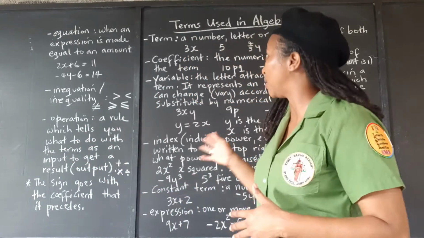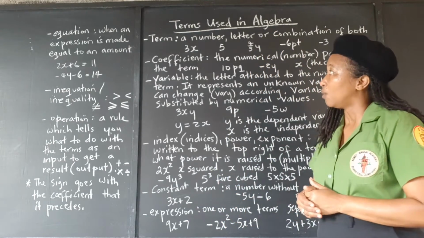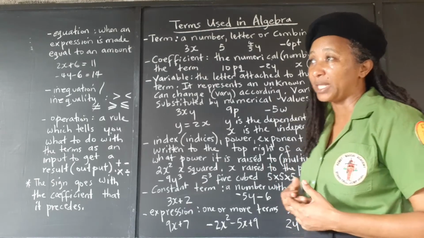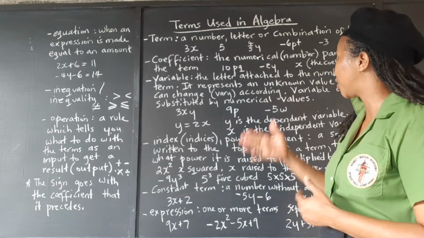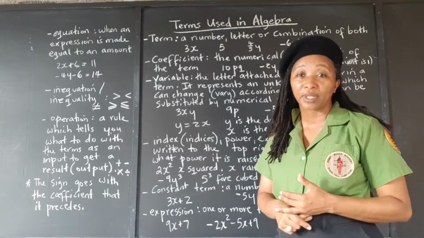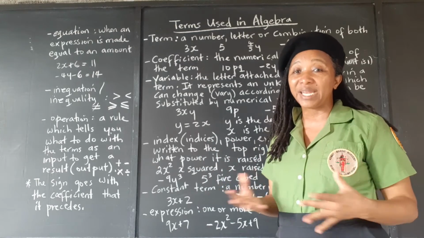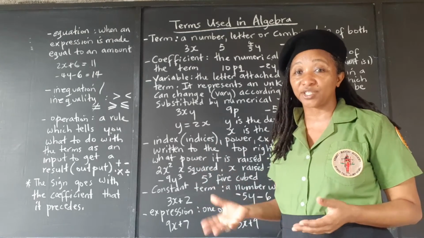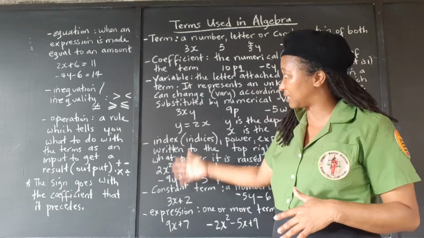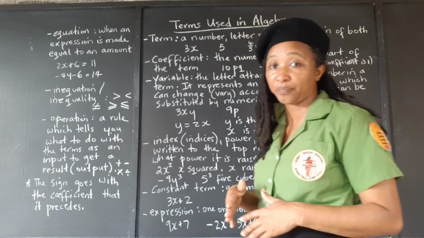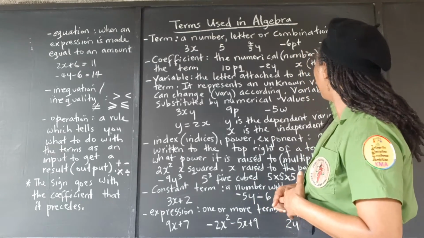So let's start with the word term. Alright, so when we're doing algebraic equations or expressions, we encounter terms. A term is a number, can be just a number, can be a letter, or a combination, numbers and letters combined, as well as powers combined. And we look at all of these words that I'm calling separately. So a term is a number, a letter, or a combination of both.